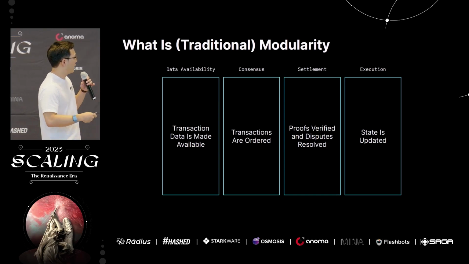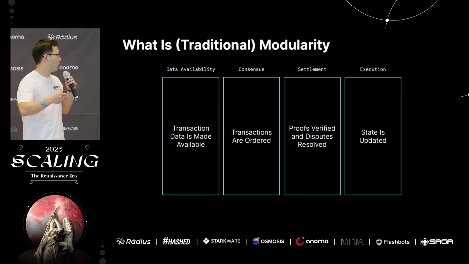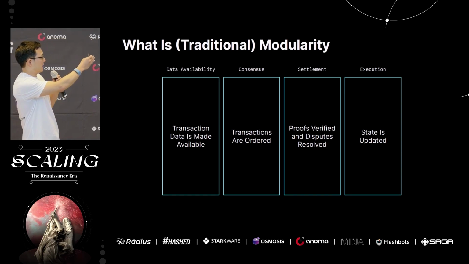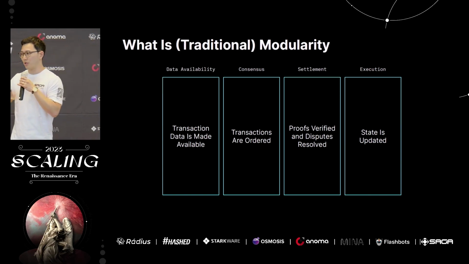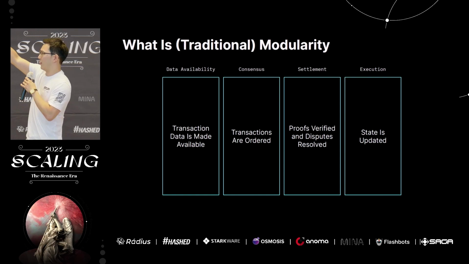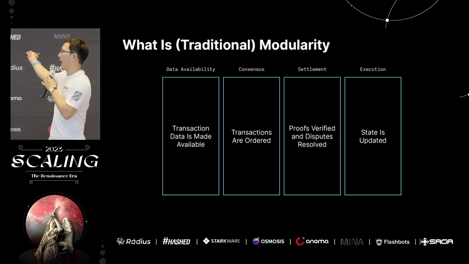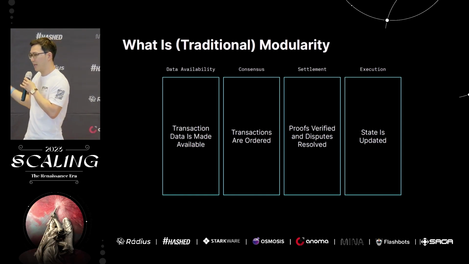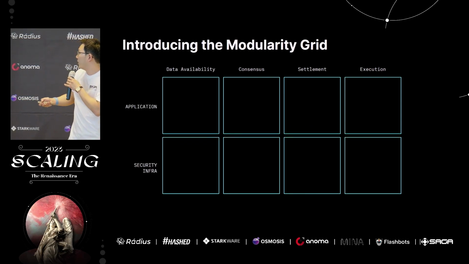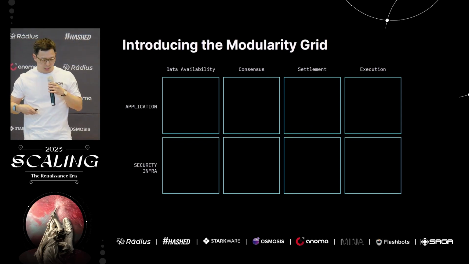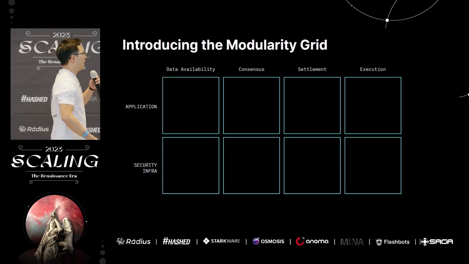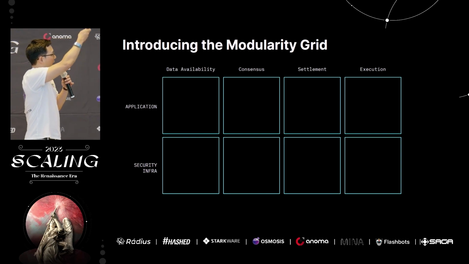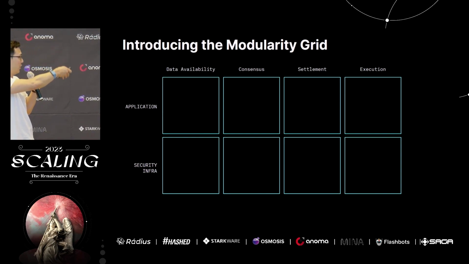So here is traditional modularity, right? Generally in a monolithic chain, the DA, consensus, settlement, and execution are all performed by the same layer one protocol. And what modularity talks about is, hey, let's split off different parts of this, and have different parts of it handled by different sets of people, making it a little bit more scalable, right? Let me introduce what's called a modularity grid. And this is not something that most people think about, but essentially, let's divide the verticality out into application and security and infrastructure side.